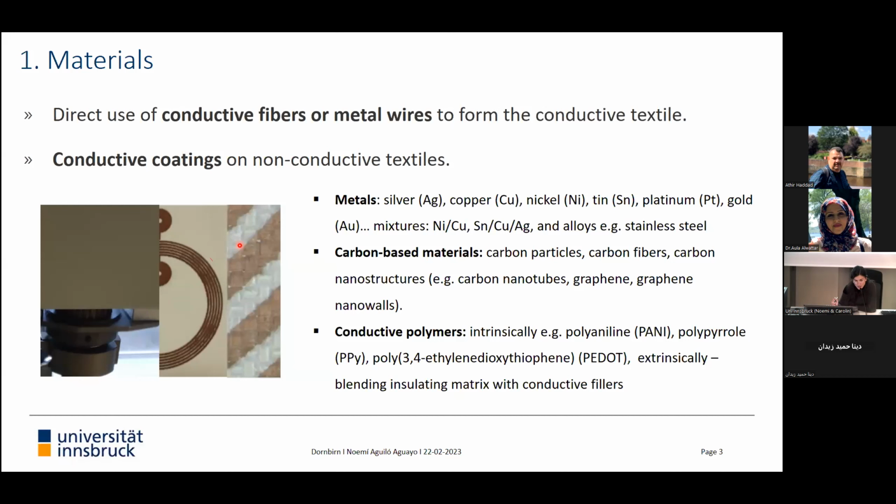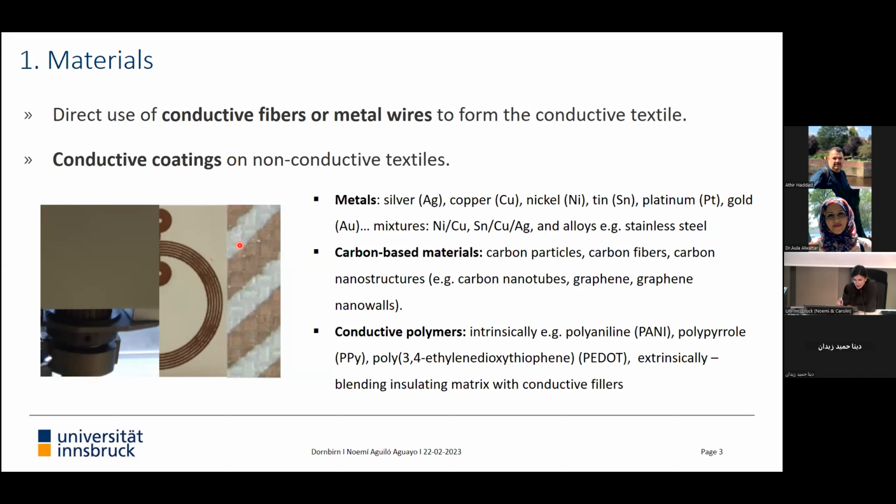Another material that is used is carbon. We can find carbon particles coated on a fabric. We can find the direct use of carbon fibers to create these conductive structures. We can also find some nanostructures, for example, carbon nanotubes, graphene, graphene nanowalls.